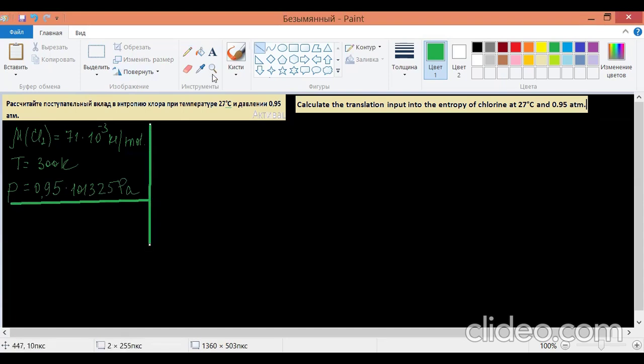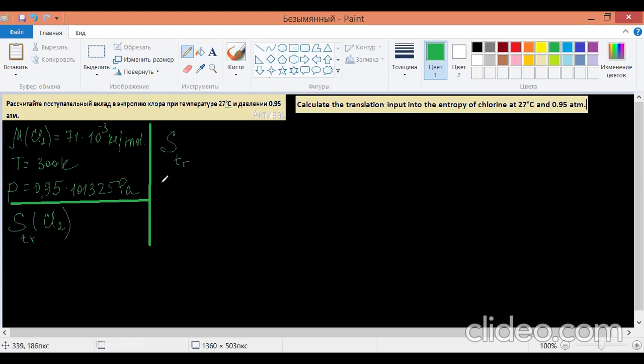Okay, so that's what we've got, and they want us to calculate the translation input into the entropy of the molecules of chlorine. Okay, I would say that this is the easiest assignment to do, because in order to get the right answer, all we need to do is to recollect the formula, which we have used previously numerous times. Here it is.